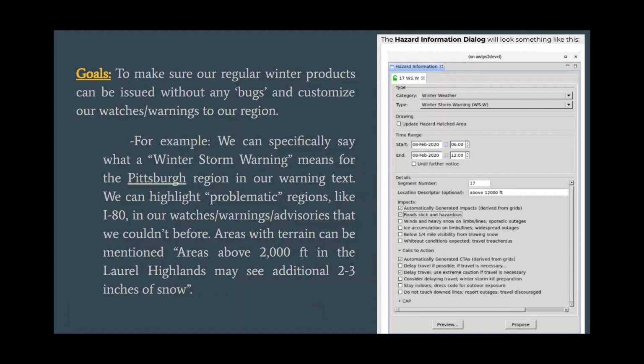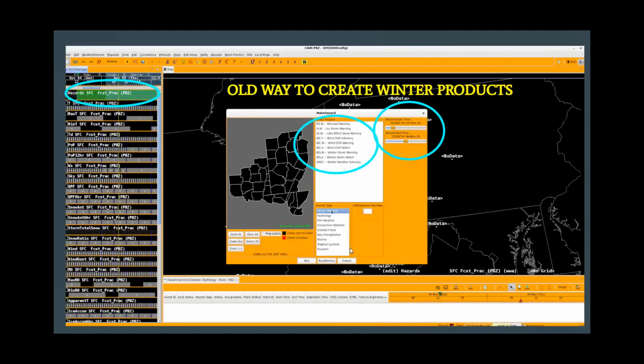So we'll have the capabilities in our text to say what it is. I'll show you that in a second here. But the old way of doing it, if you had never been to our office prior to the pandemic, this is sort of how we issue a winter storm watch, warning, anything else. So we create this hazard in our grids.